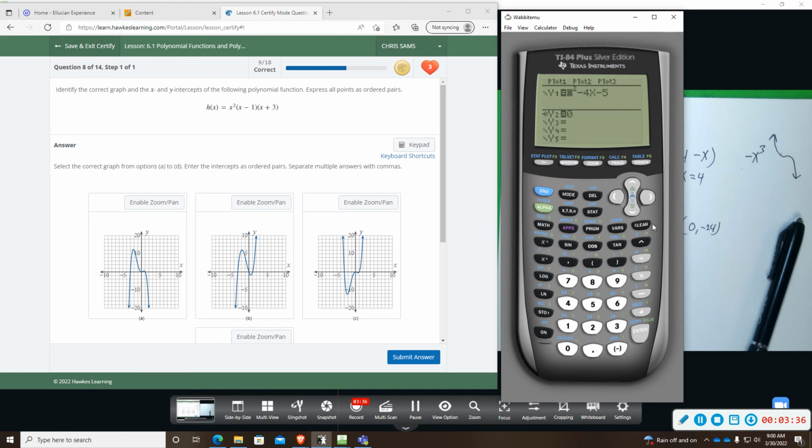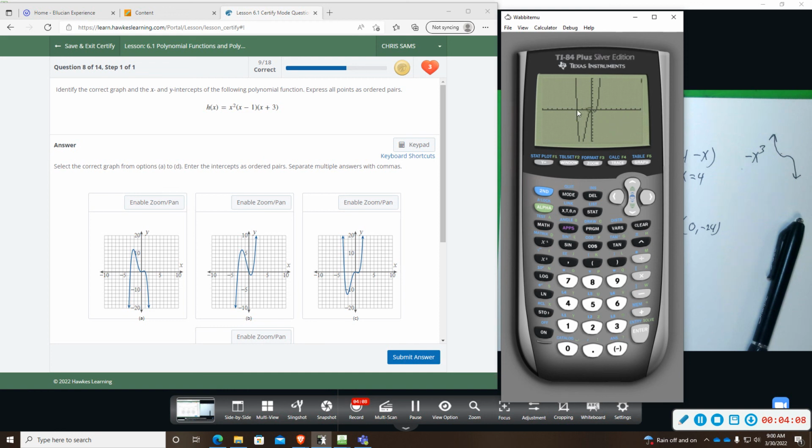Y equals, I'm going to clear out the first one and type it just like it is. X squared, parentheses, x minus 1, and then parentheses, x plus 3. You can graph it. Okay, so you can see that this is the correct graph.